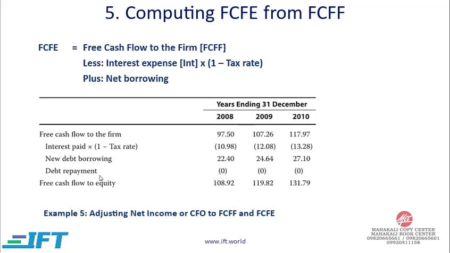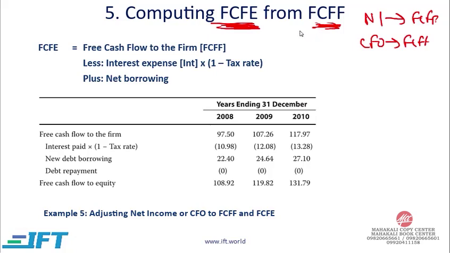Alright, so we've talked about net income to FCFF, we've talked about CFO to FCFF. Now, what if you are starting with free cash flow to equity for some reason? How can you compute FCFE now from FCFF? So you've computed FCFF, how do you come up with FCFE? And hopefully, based on an understanding of these two cash flows, the formula will be fairly obvious. Your starting point is FCFF, then you subtract the interest expense, interest into 1 minus T.